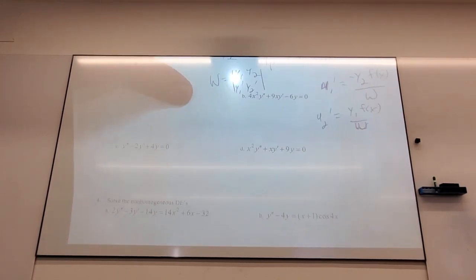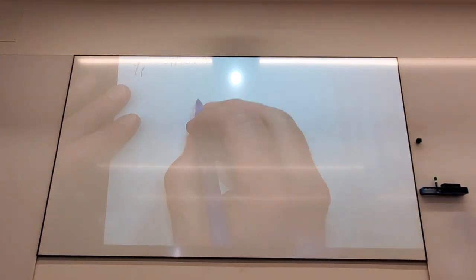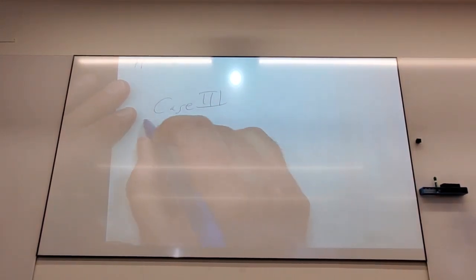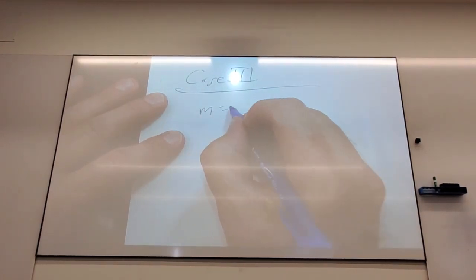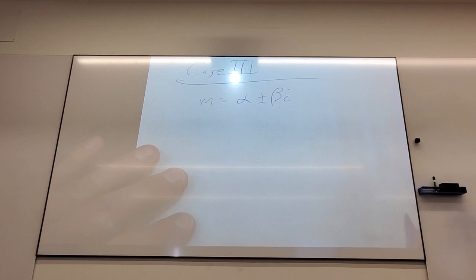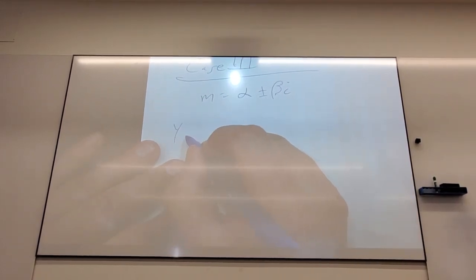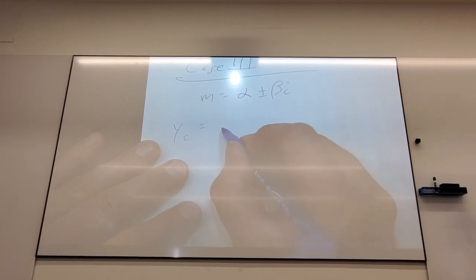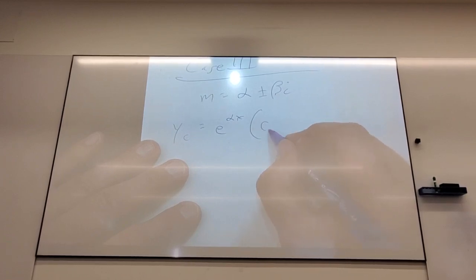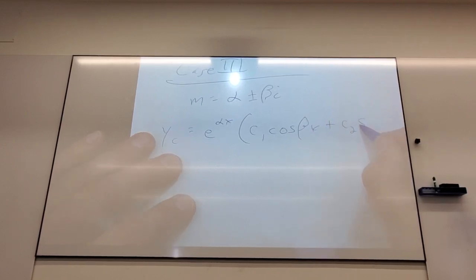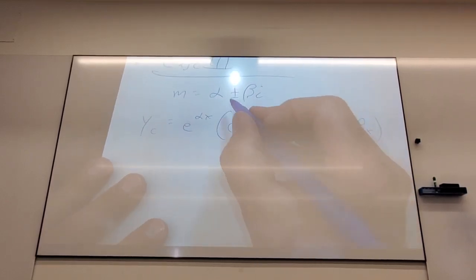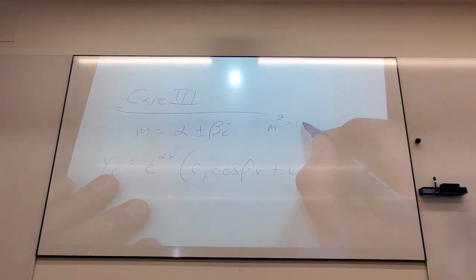All right. Let's see. So, what's the situation? That's case 3, right? So, what is the solution? I get my two solutions: alpha plus or minus beta i. So, what does my solution look like then in that case? e to the alpha x, C1 cosine beta x plus C2 sine beta x.